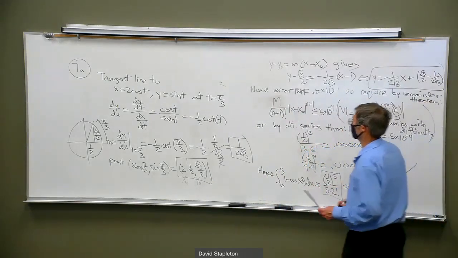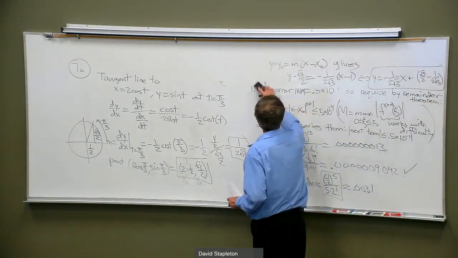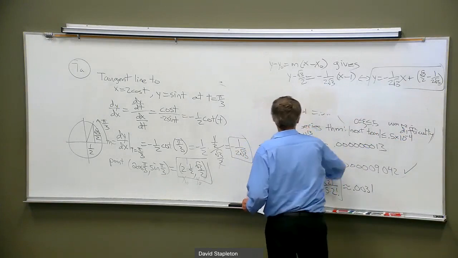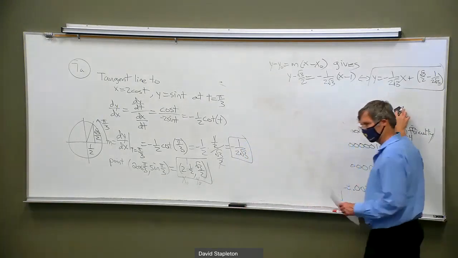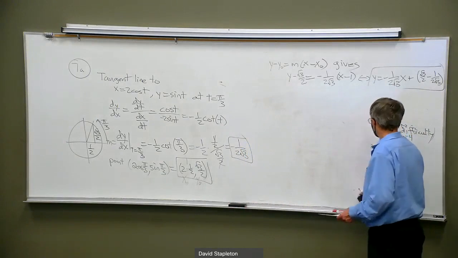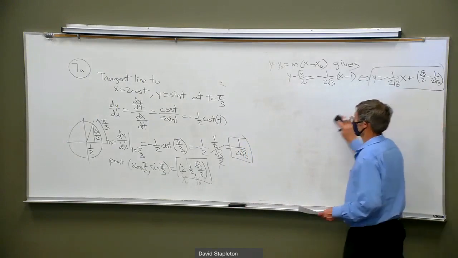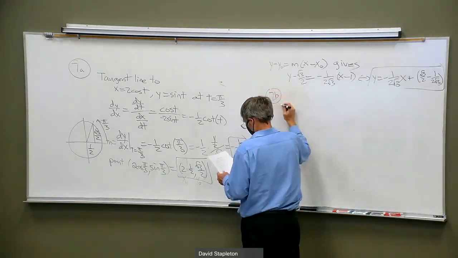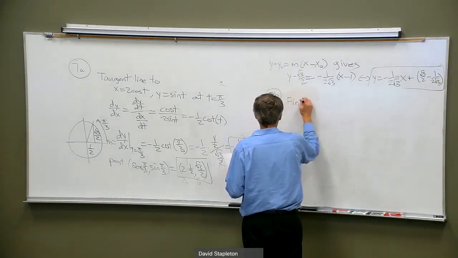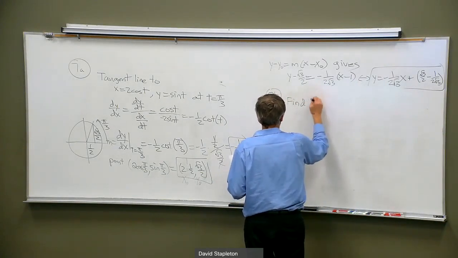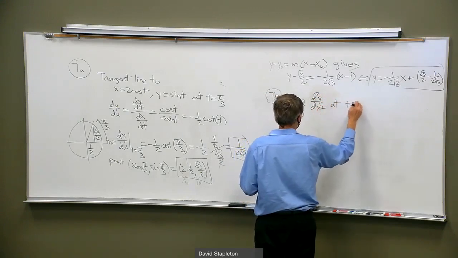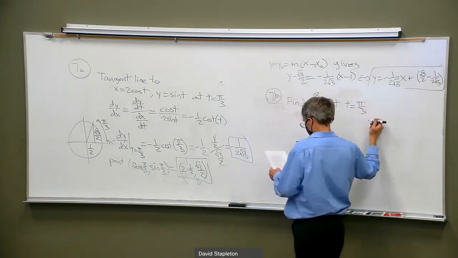So there's 7a. Now 7b. Oh, wait, this remainder term wouldn't have worked so bad, since it turns out we only need one term. We could have figured it out pretty easily. B says find the second derivative, d squared y over dx squared, at t equals pi over 3 for the same curve.